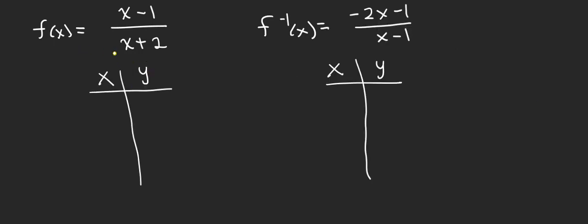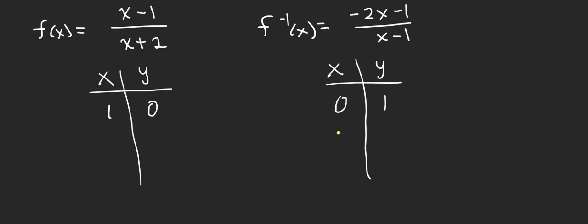So now we have f of x and f inverse of x. Let's see what happens when you plug in 0 for x over here. Now let's see what happens when x equals 1. When x equals 1, you get 0 over 3, which is 0. Now let's plug in 0 for x, which was our y value for f of x. So for the inverse of f of x, we're going to plug 0 in here, and you end up getting positive 1. And notice the x and y interchanged.